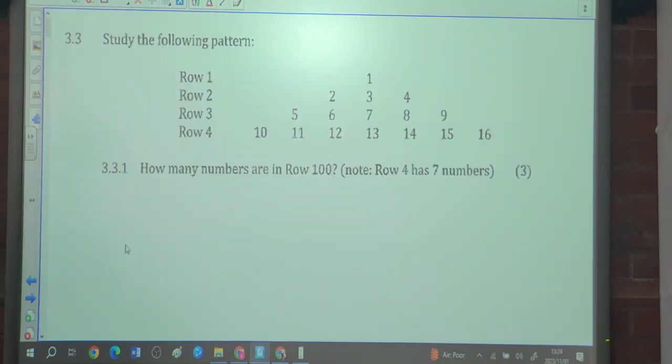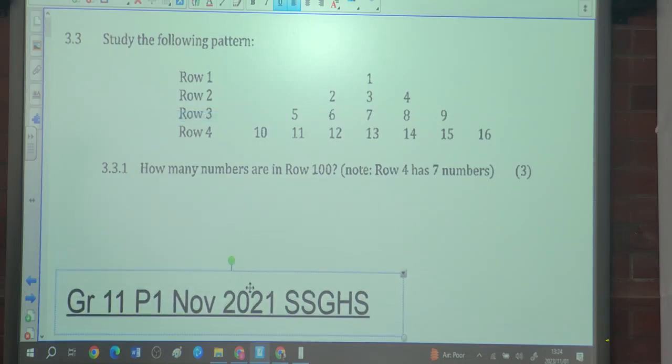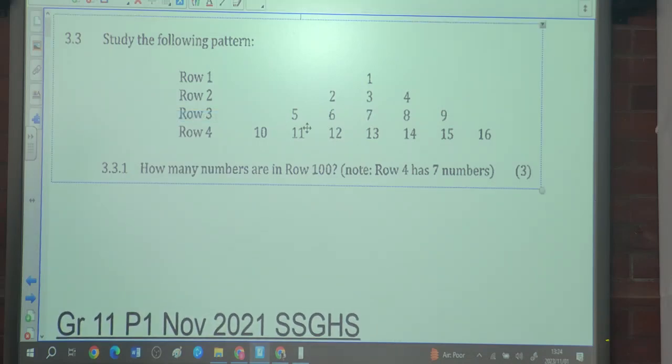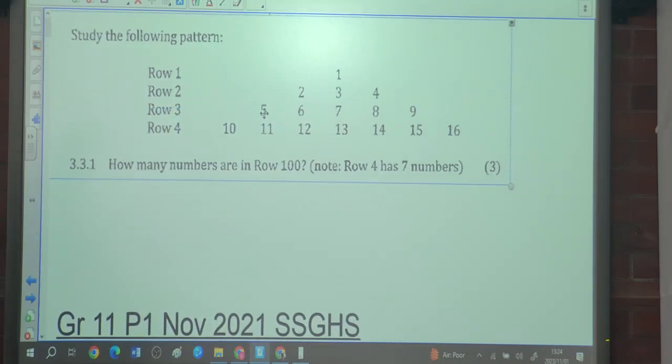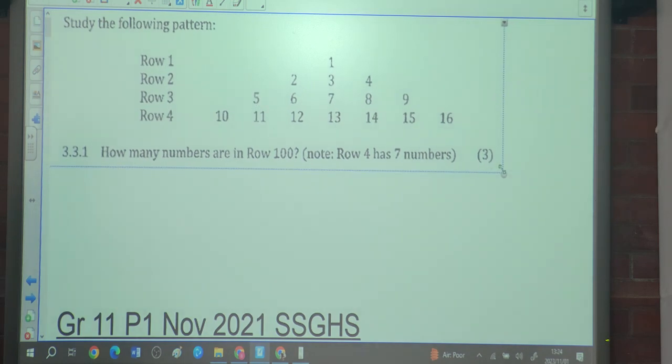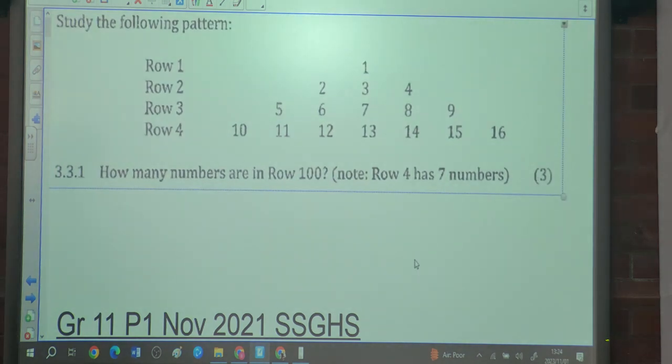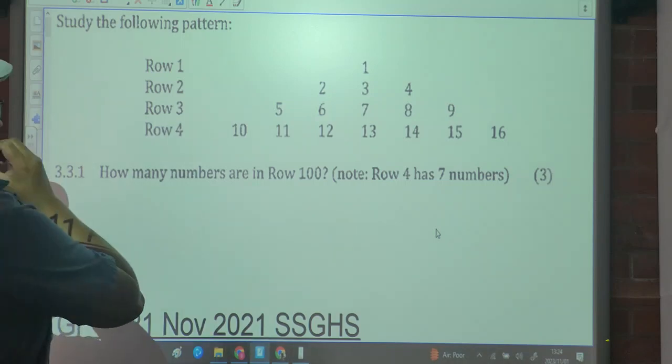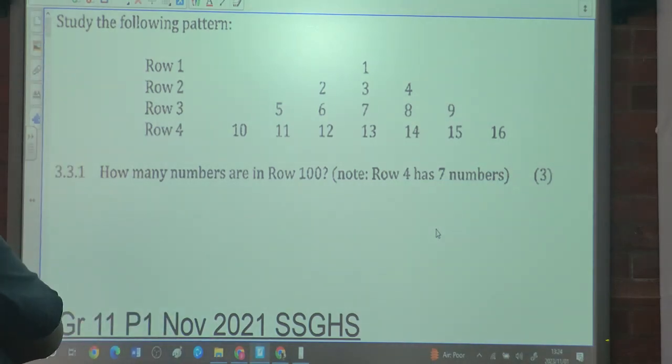Go to the next question. So here we are told, study the following pattern. For row 1, we got 1. For row 2, we got 2, 3, 4. For row 3, we got 5, 6, 7, 8, 9. For row 4, we got 10, 11, 12, 13, 14, 15, 16.